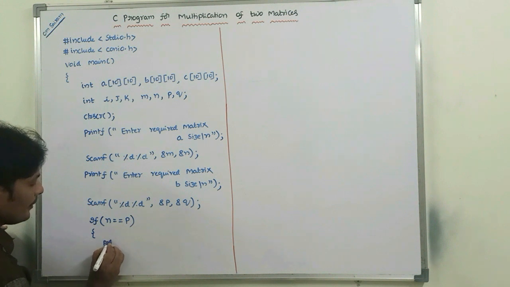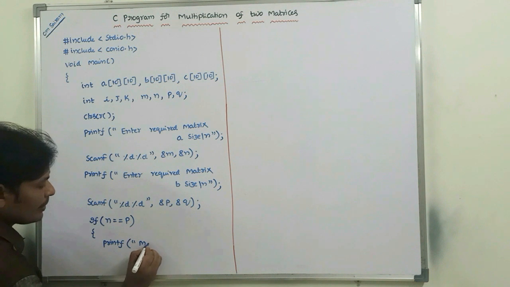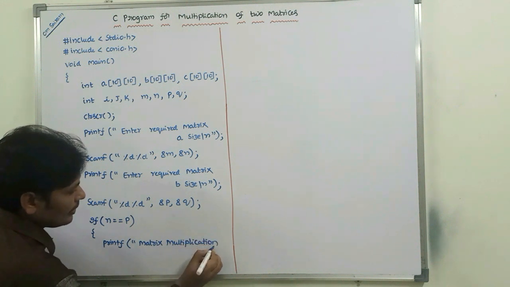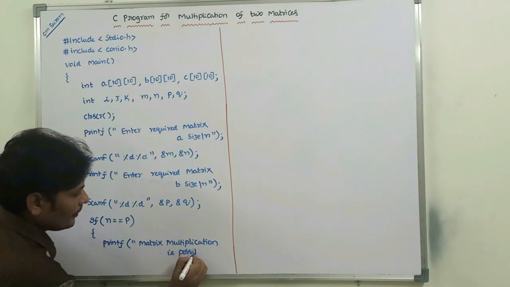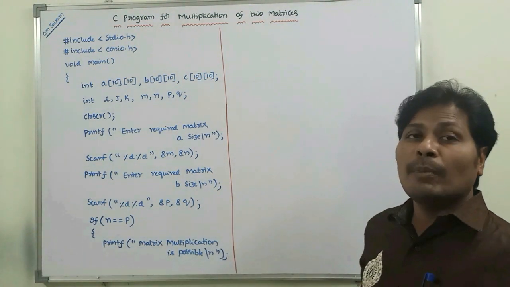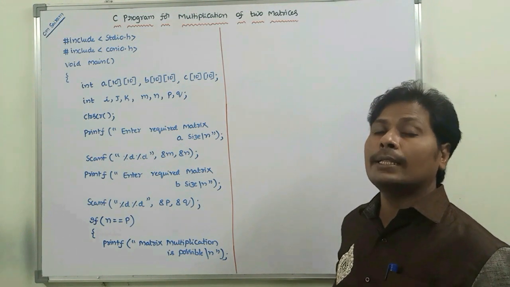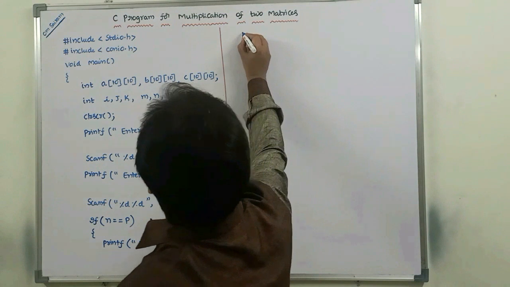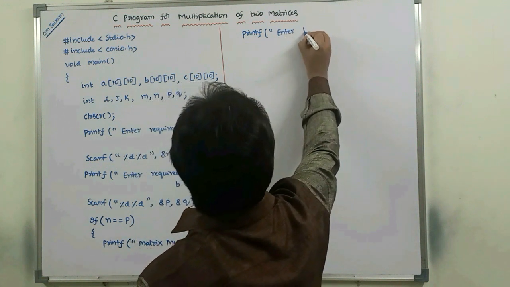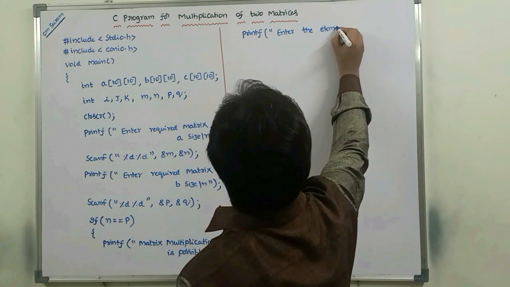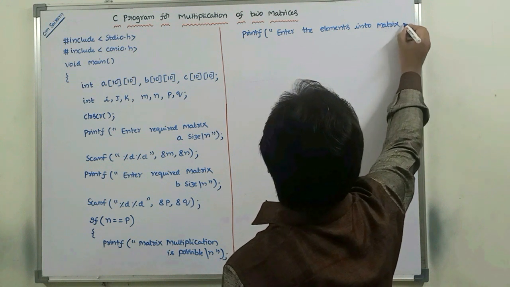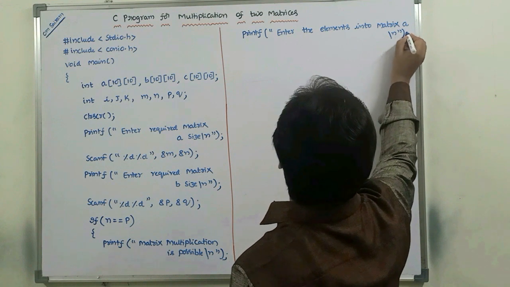So printf, "matrix multiplication is possible\n" with double quotes, parenthesis close, semicolon. Once the matrix multiplication is possible, now we have to enter the elements in matrix A. So printf, "enter the elements into matrix A\n" with double quotes, parenthesis close, semicolon.